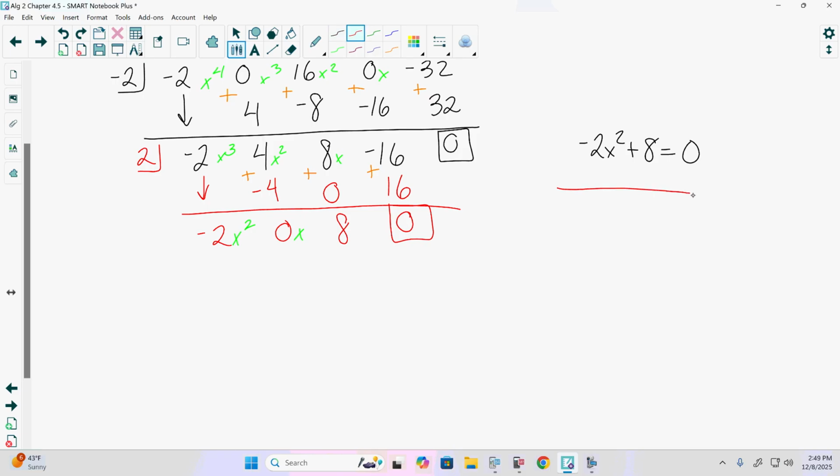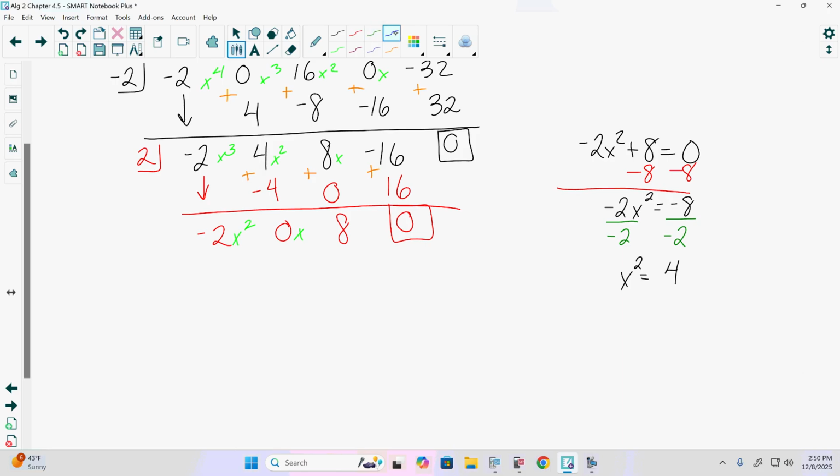Now, the nice thing with this equation is we don't have an x term. We don't have x to the first, which means we can use the square root method. Since we just have x squared as the only variable, we get it by itself and take the square root of both sides. So the first thing we can do here is subtract 8. So we have negative 2x squared equals negative 8. Then we'll divide both sides by negative 2, telling us x squared is equal to 4. Yes? We good on this so far?